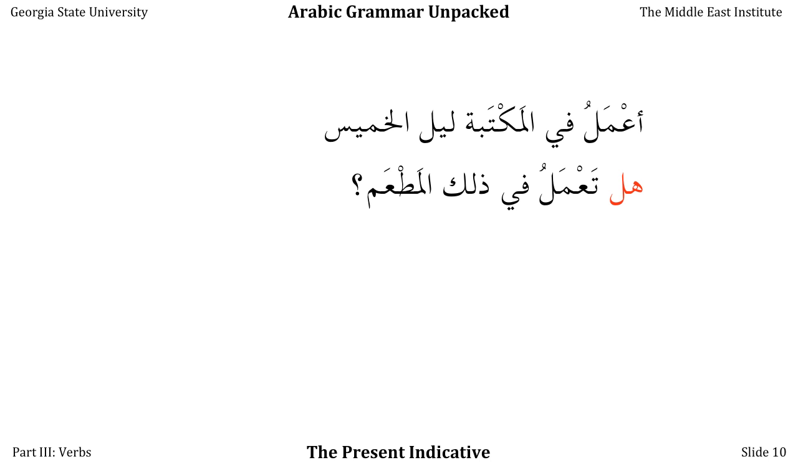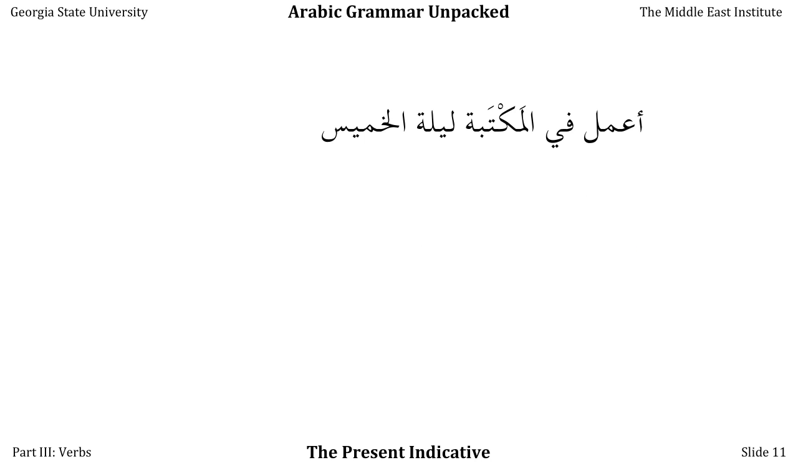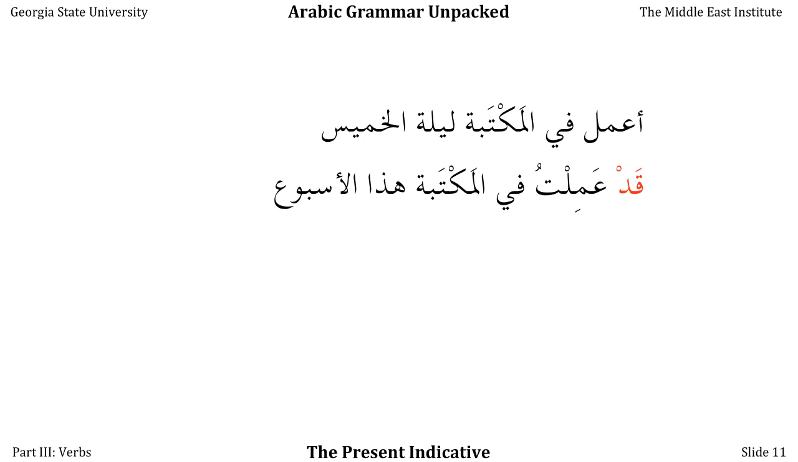We can put a question word before the verb. We can say هل تعمل في ذلك المطعم? Do you work in that restaurant? This is asking for a yes or no response. Or we can put one of the other question words in front of it. أين تعملين صباح الأربعاء? Where do you work Wednesday morning? And notice here that the ina suffix indicates that we're talking to a woman. أعمل في المكتبة ليلة الخميس. Again, it could mean I am working, I do work, I work in the library Thursday night.